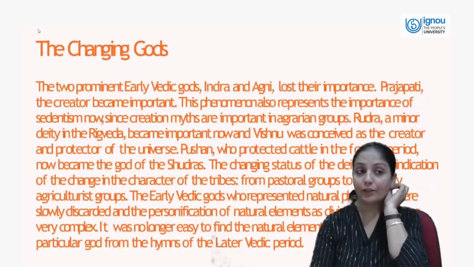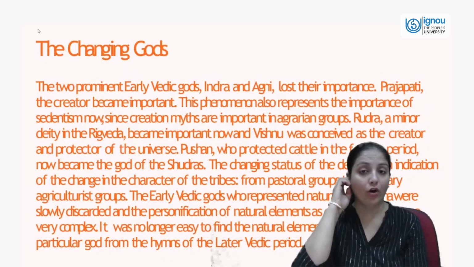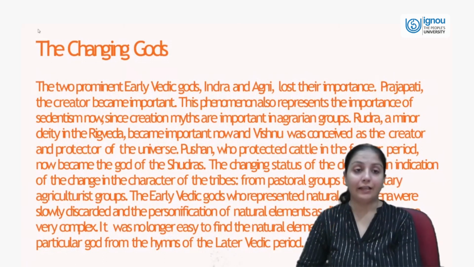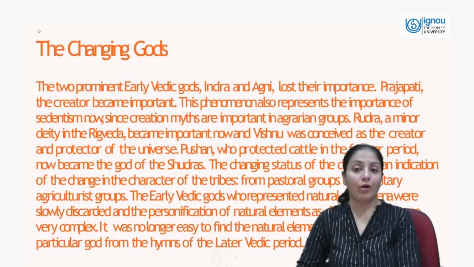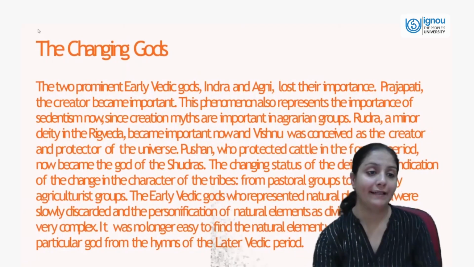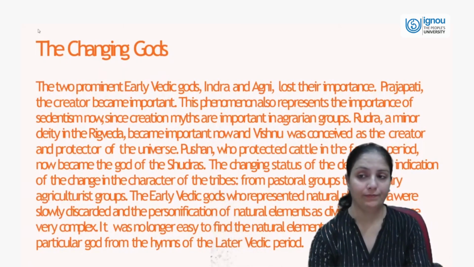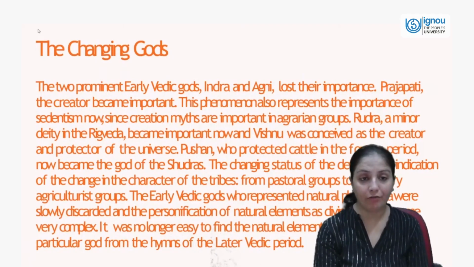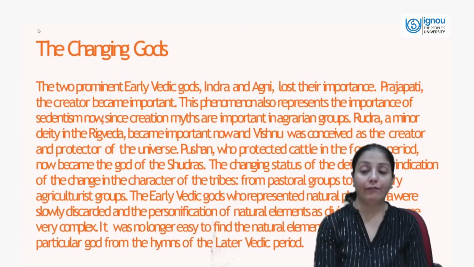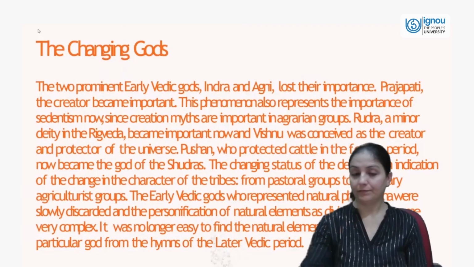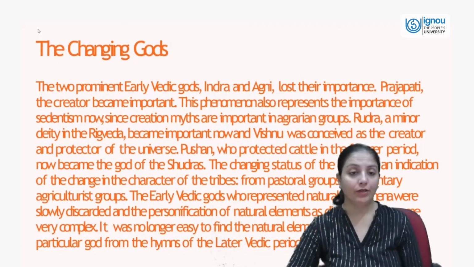Indian gods. The two predominant early Vedic gods, Indra and Agni, lost their importance. Prajapati, the creator, became important. The phenomenon also represents the importance of sedentism now, since creation myths are important in agrarian groups. Rudra, a minor deity in the Rig Veda, became important now, and Vishnu was conceived as the creator and protector of the universe. Next is Pushan, who protected cattle in the former period.